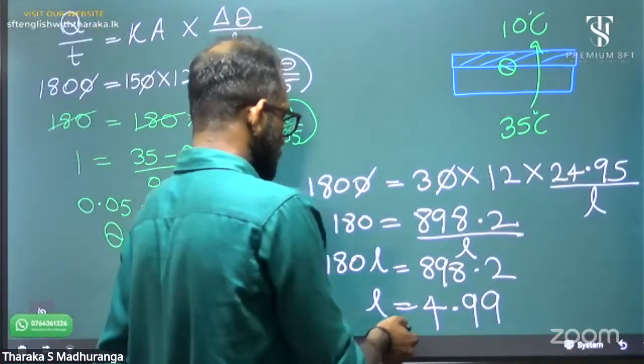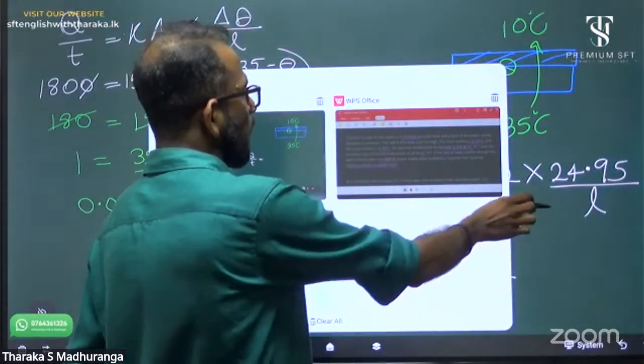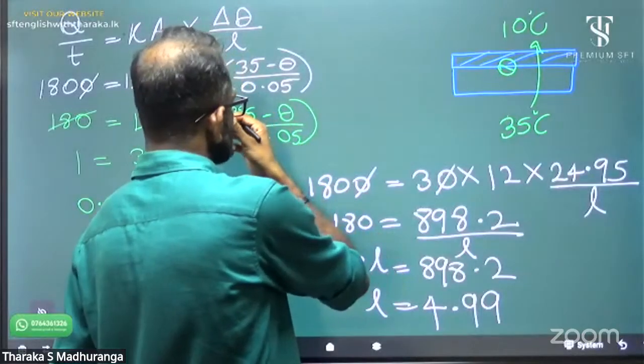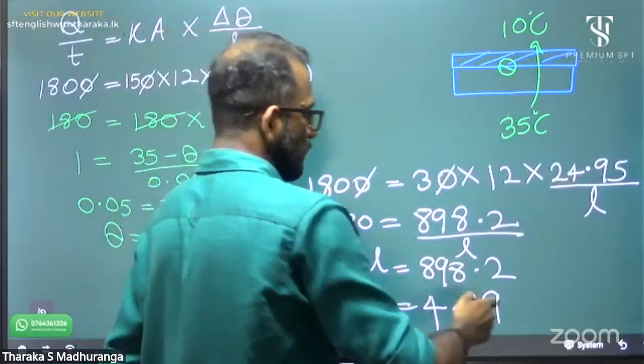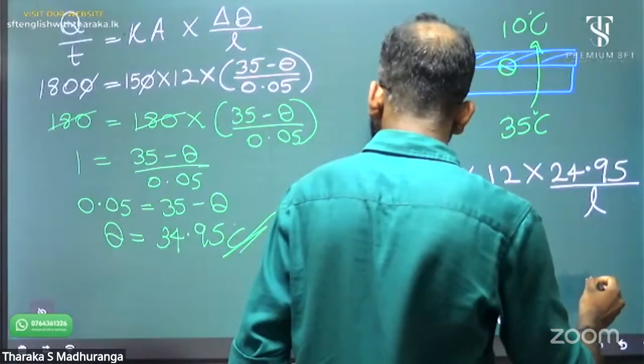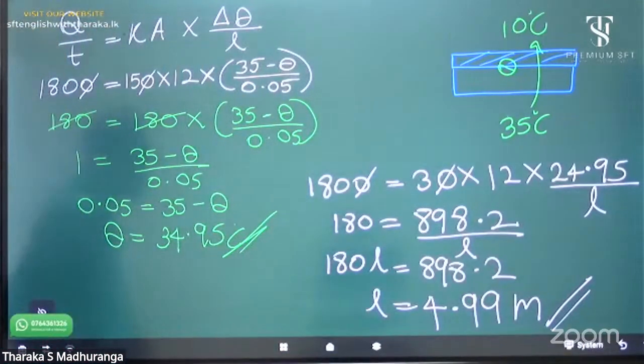What does this mean? An impossible answer is coming. 4.99 meters. It cannot be a wall, right? The thickness should be much smaller.